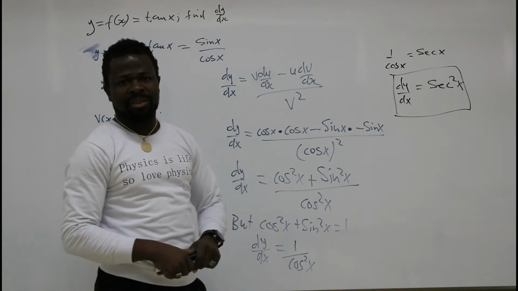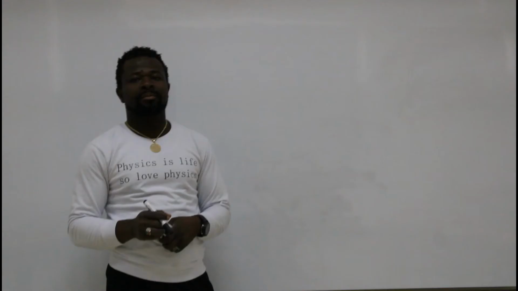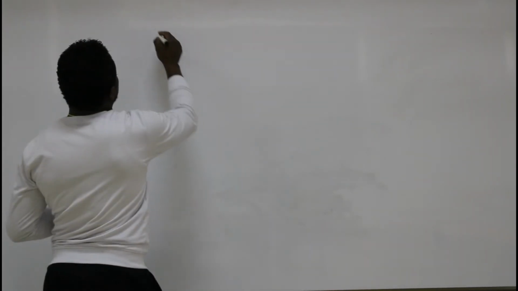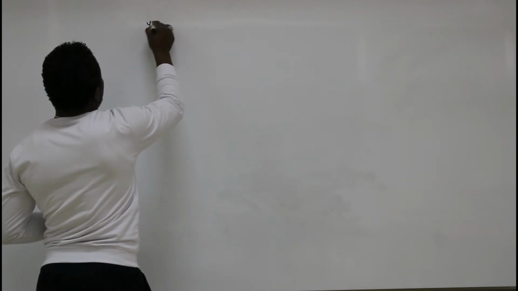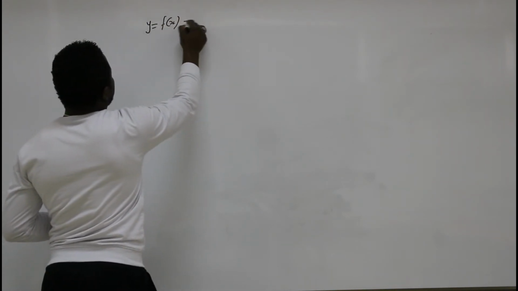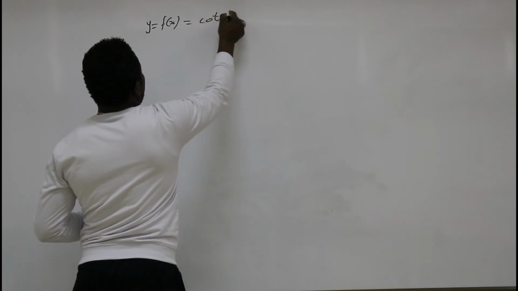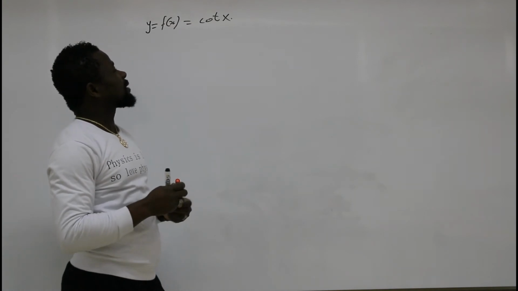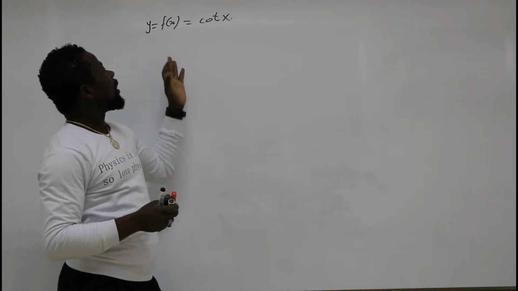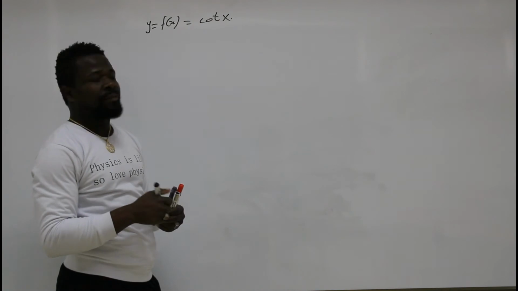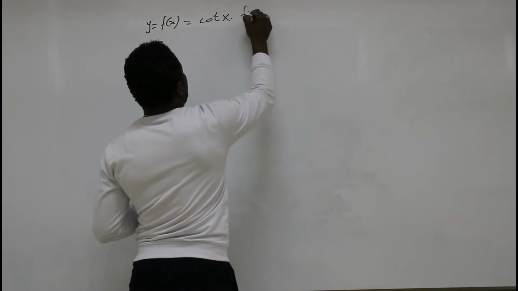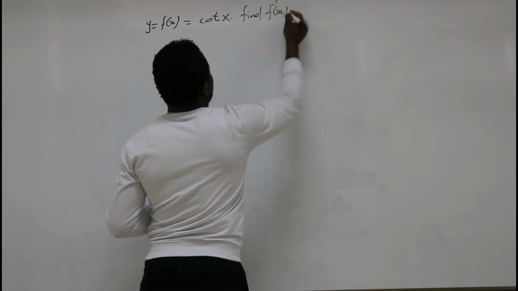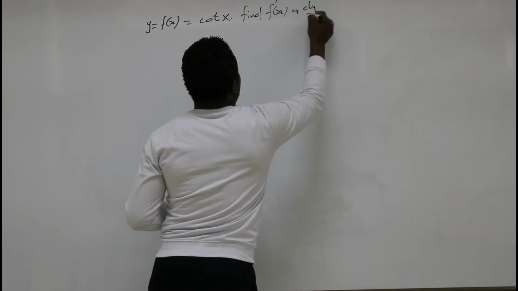Alright, let's try another question. The next question that we're going to have is y equals f of x equals cot x. So we are given this cotangent, and we are told to find the derivative of this. We want to find the derivative of the function that we are given, or we're just looking for dy/dx.